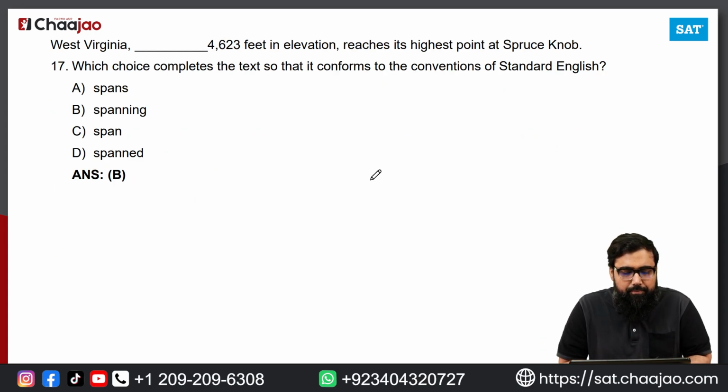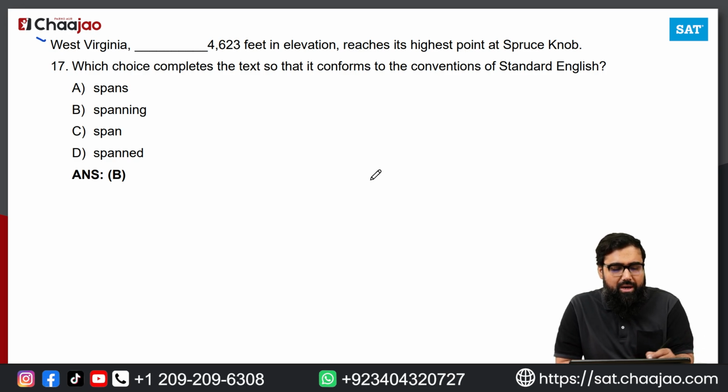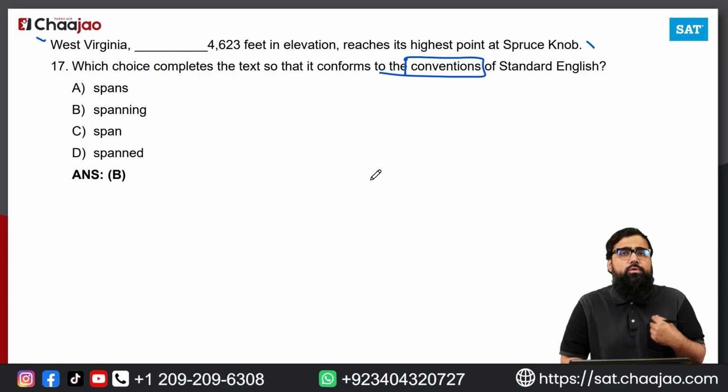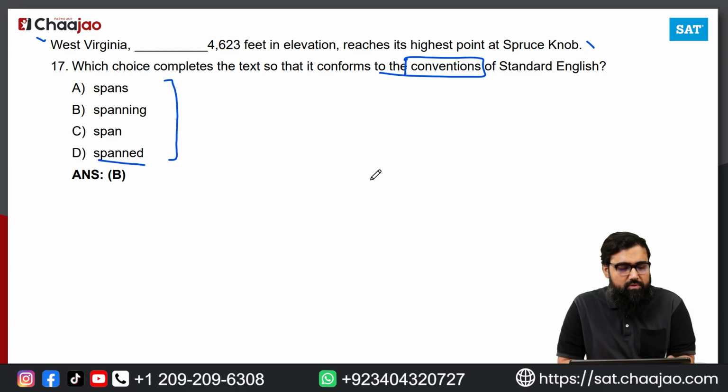West Virginia blank 4,620 feet in elevation reaches its highest point in Spruce Knob. Now this is a one-liner sentence, and again you have to identify the convention. Like I told you, if you want to identify the convention, one thing you can do is look at the differences in the options, right? So if you look at the differences in the options, one of them is past, one of them is present, and one of them is there's a difference.